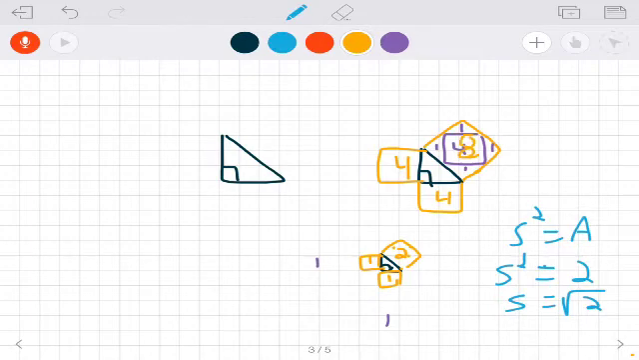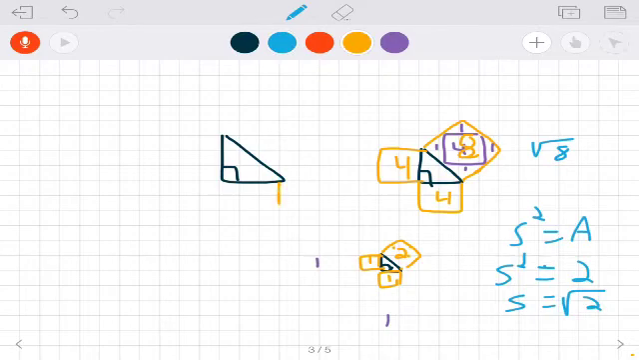So what do we have? We have 4, 4, and 8. How long is that little side right there going to be? Well, if the square is 8, our side length here is going to be the square root of 8. Okay. Now you might be starting to see the pattern that we're establishing here.